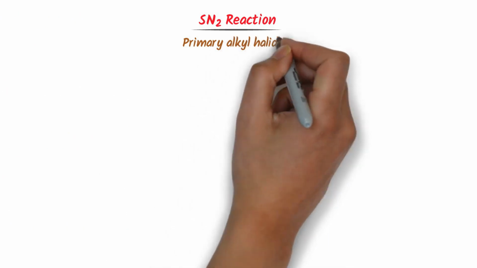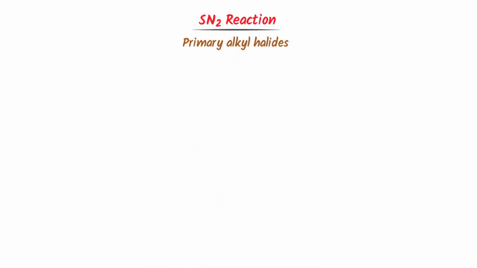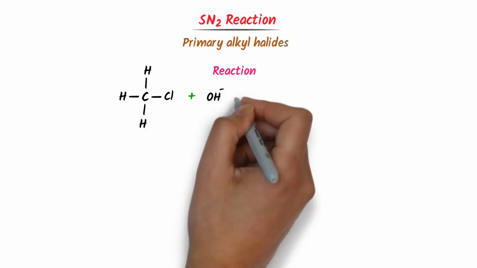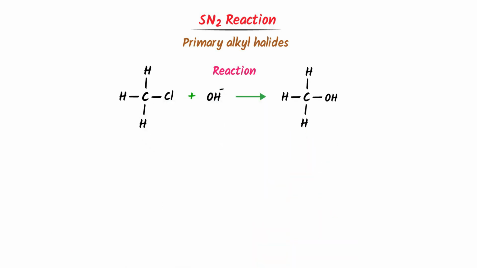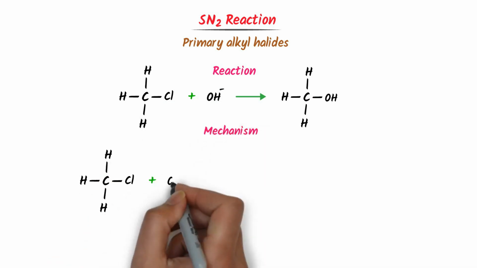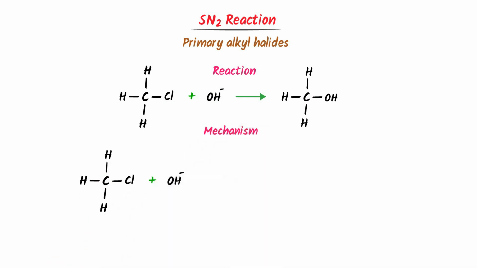Now let me teach you SN2 reaction. Remember that primary alkyl halides favor the SN2 reaction. Now I take a primary alkyl halide. I place here a nucleophile. This strong nucleophile will replace this weak nucleophile. As a result, we get this compound. Now what about the mechanism of SN2 reaction? Well, it is a one-step reaction.